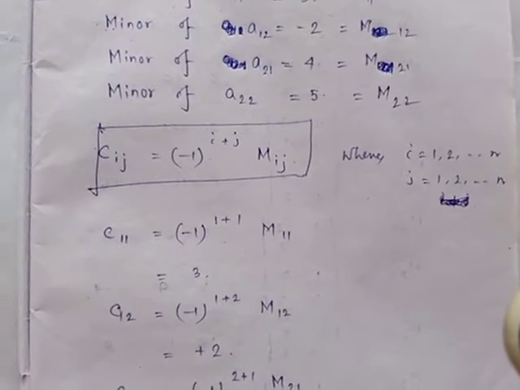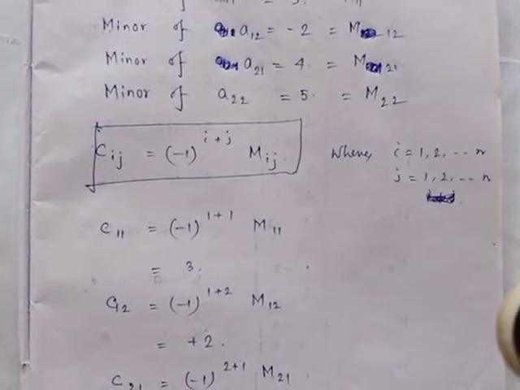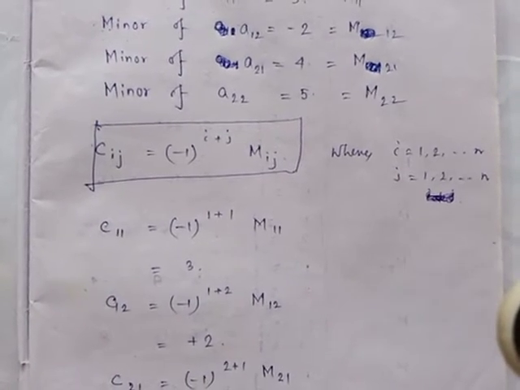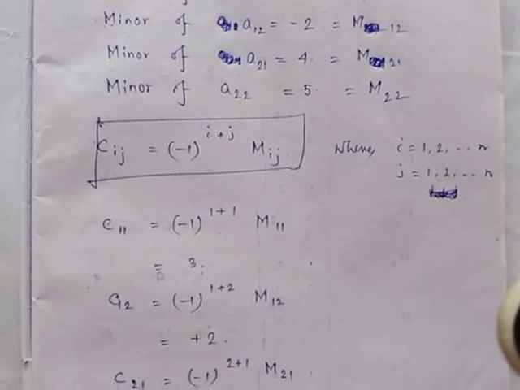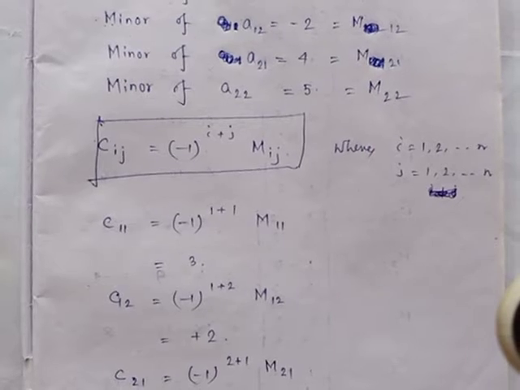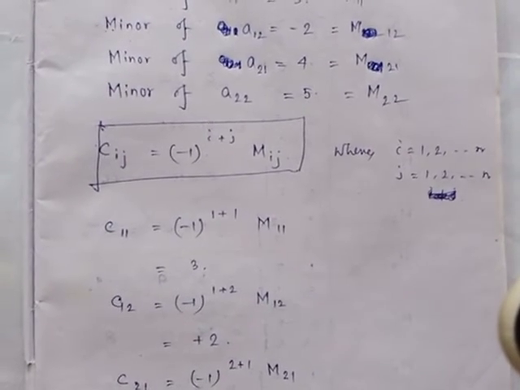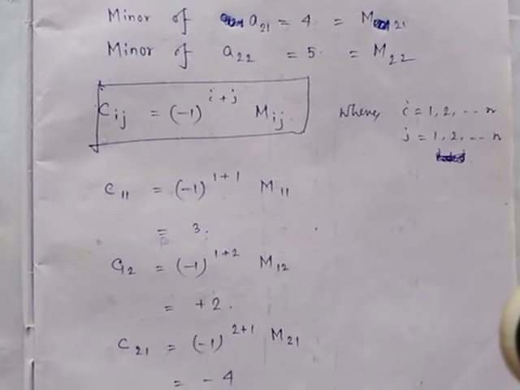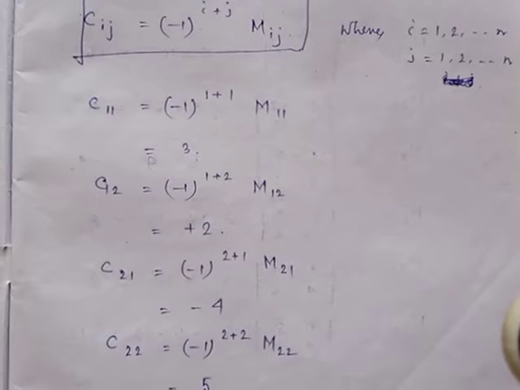Similarly, next C12 means minus 1 to the power 1 plus 2 into M12. M12 is minus 2. So minus 2 into minus 1 is 2. Similarly for C21 and C22 also.